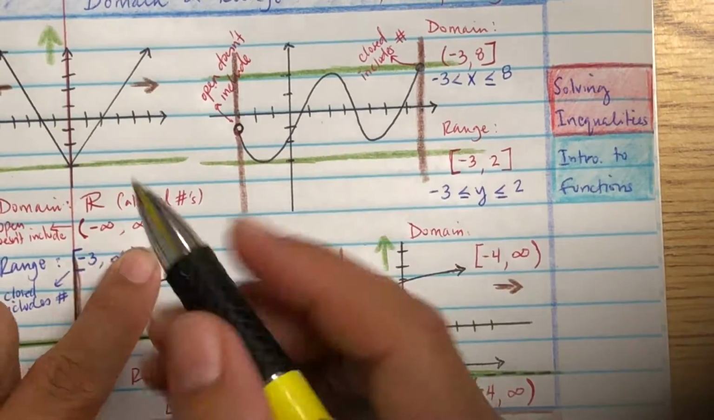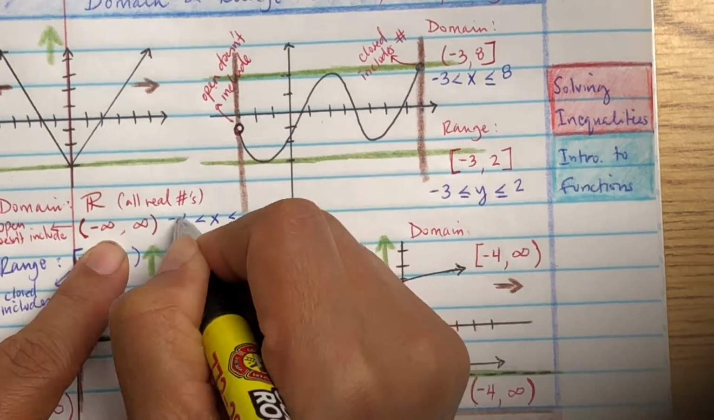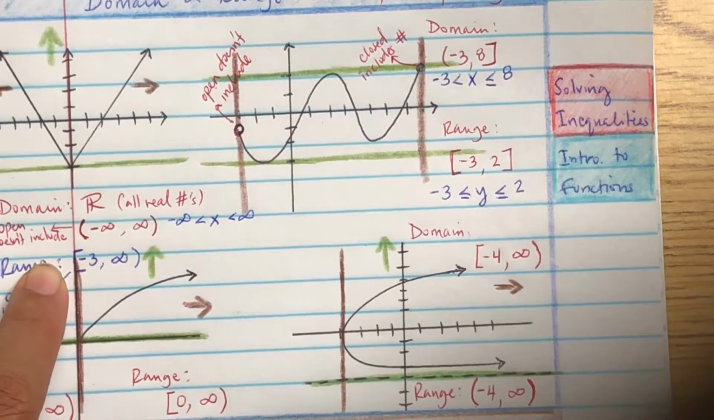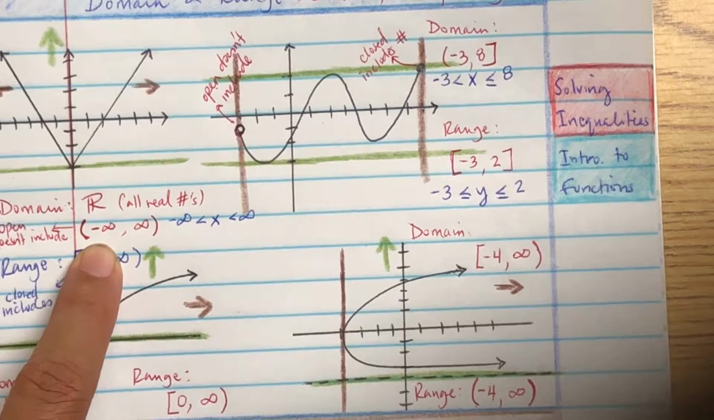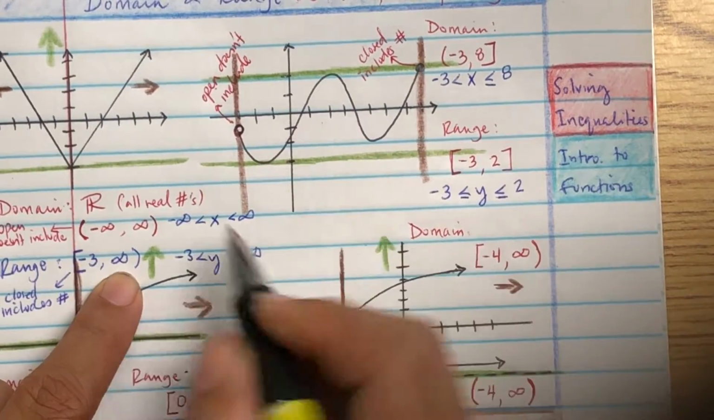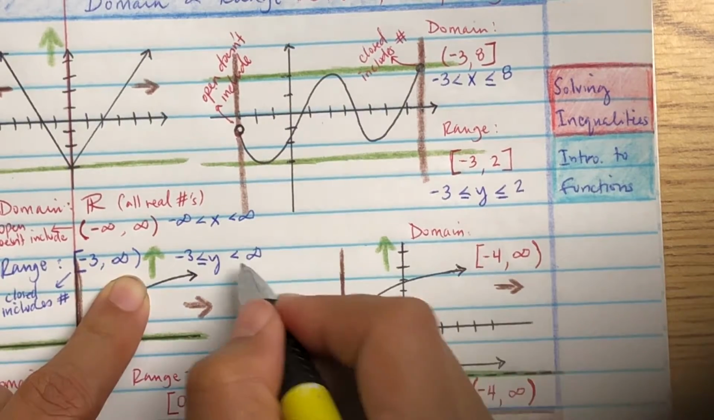Domain again is x. So write x between the two numbers. Then open means no equal sign. Range is y. Write the two numbers by y, so -3 and infinity. And then close with equal sign, and then open, so no equal sign.